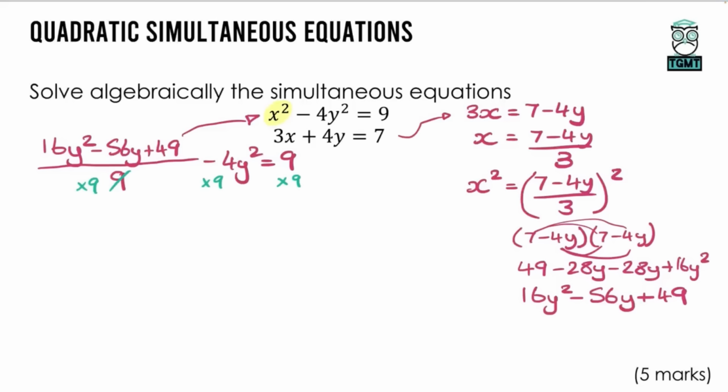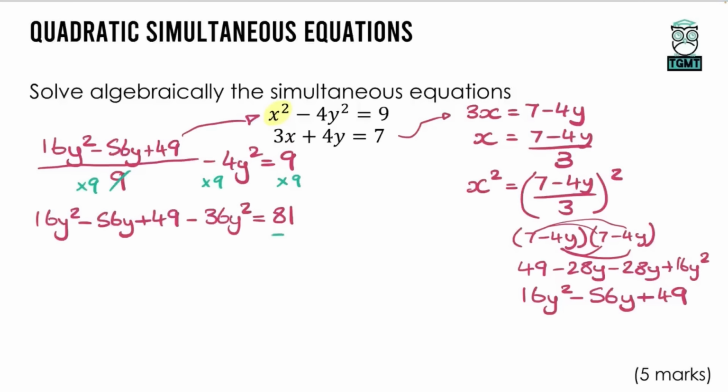Now when we do that, we have 16y squared minus 56y plus 49. The fraction is now gone. And we have minus 36y squared in place of that 4y squared. And 9 times 9 is equal to 81. Now I want this to equal 0. It now does only have y's in it. I can definitely solve it.